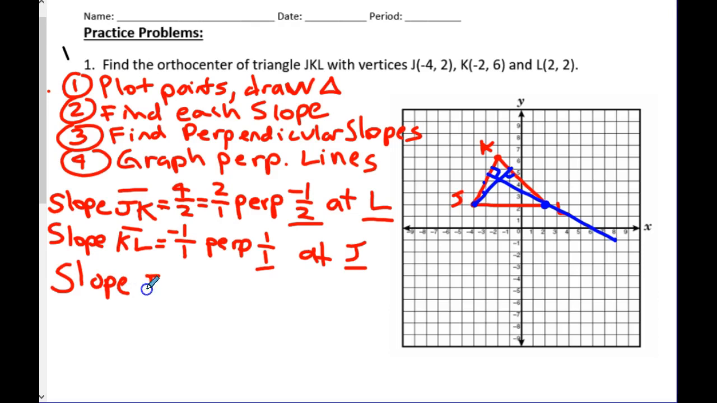So the slope of JL. Now, we should know this one real quick. JL is horizontal. What's the slope of a horizontal line?